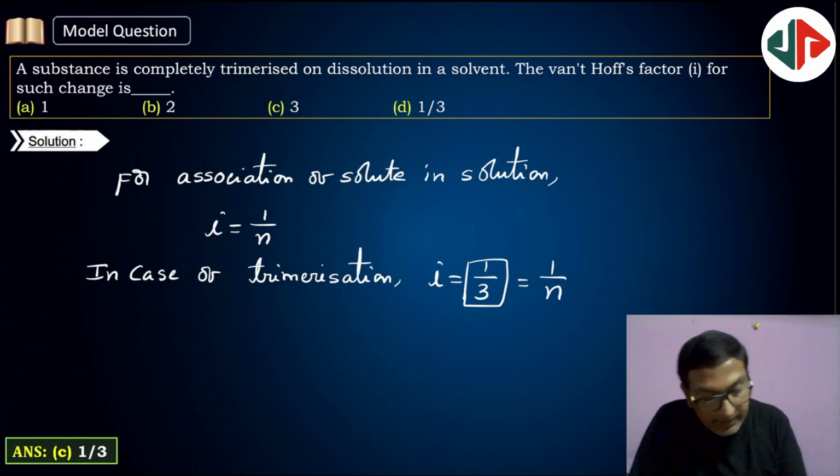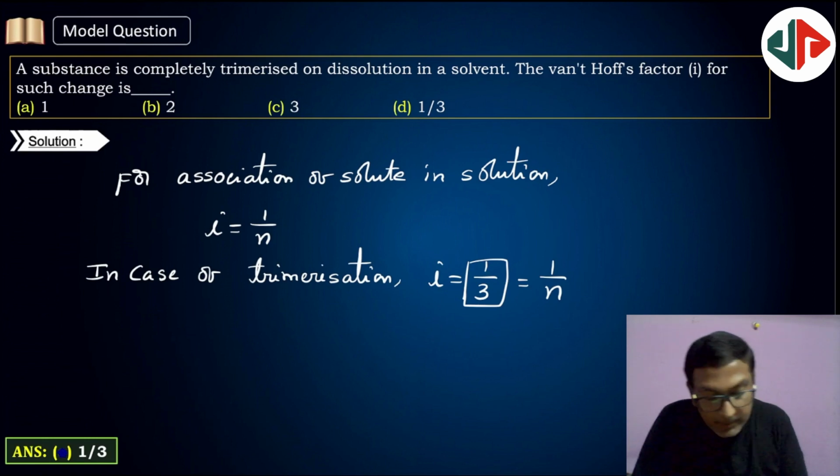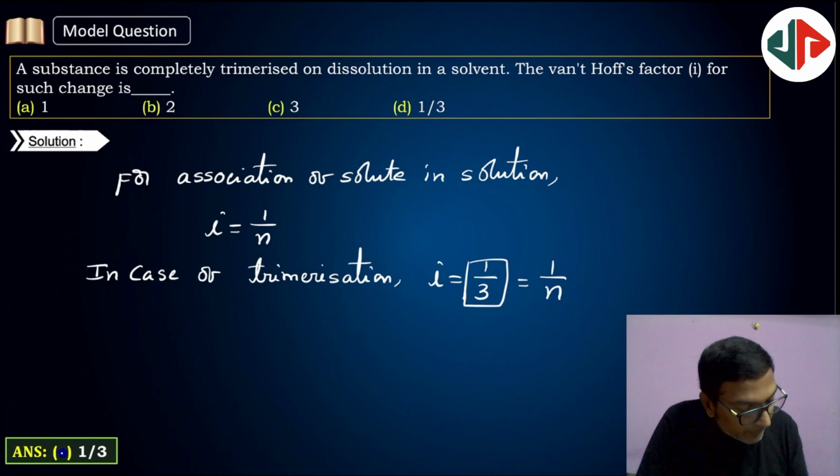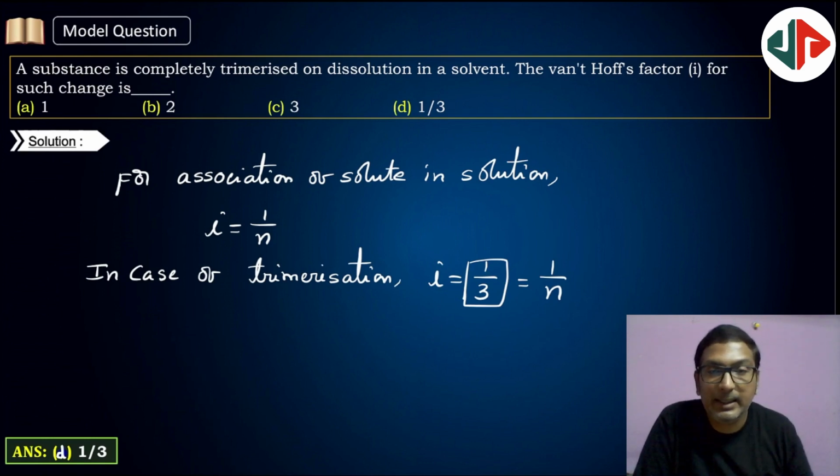Option D. 1 by 3. For dimerization 1 by 2, trimerization 1 by 3, tetramerization 1 by 4, like that.